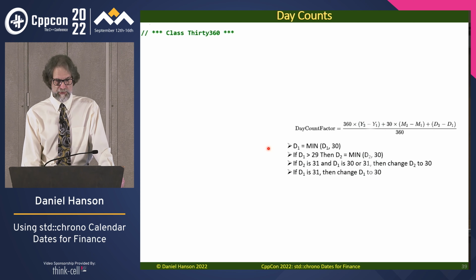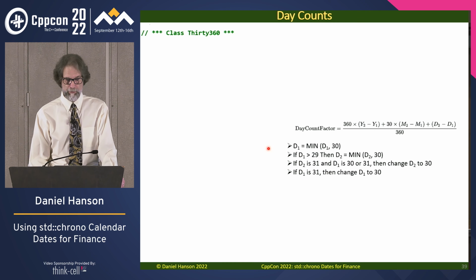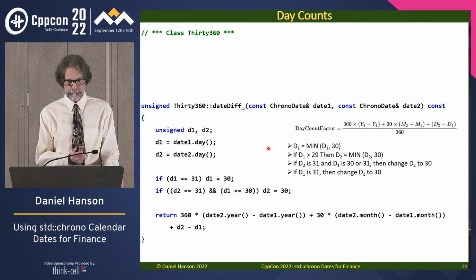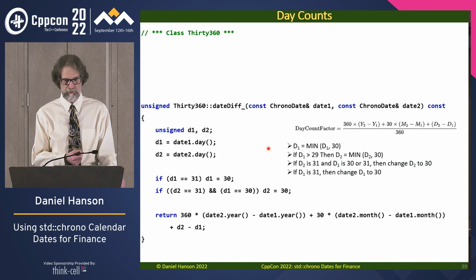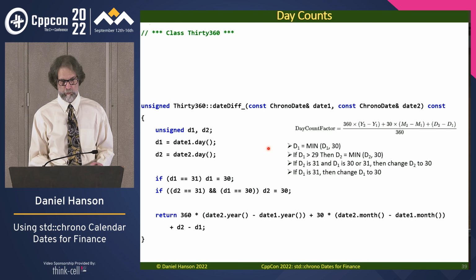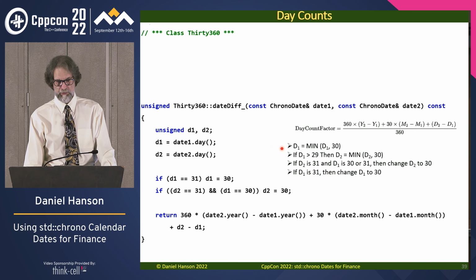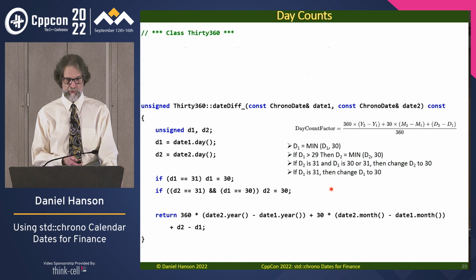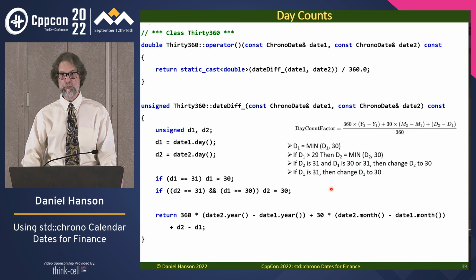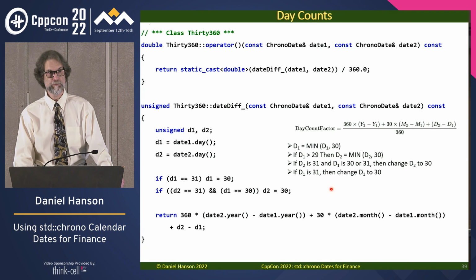For 30 over 360, again, it's a bit more involved. So what we'll do first is implement a helper function called dateDiff. And what it will do is calculate the numerator of this formula here with all the constraints that you see down here. Then we'll take that value and then just divide it by 360, and we're done.